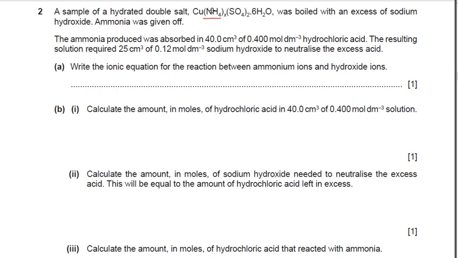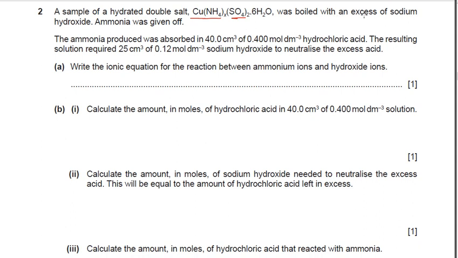cations: the ammonium ion and the copper ion. So two cations are there, and only one anion is there, so that is why it is a double salt. So then we are going to proceed.